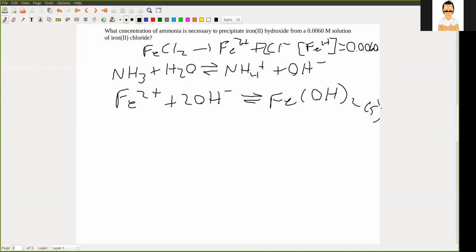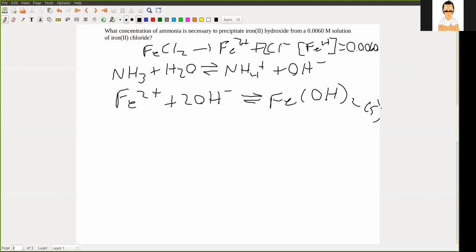We want to see what is the minimum amount of ammonia that we need to add to the solution of iron 2 chloride in order to make iron 2 hydroxide crash out of solution. We don't want to necessarily get the maximum amount. We just want to know the very bare minimum of ammonia that we need in order to start that process.